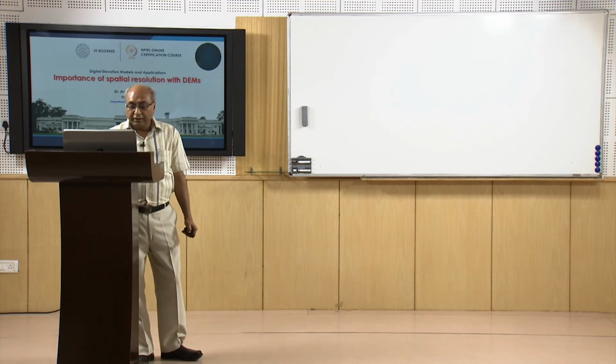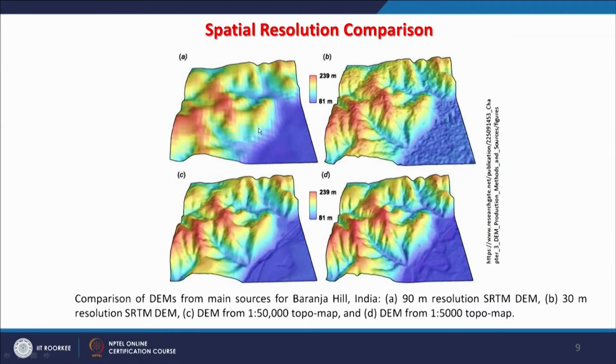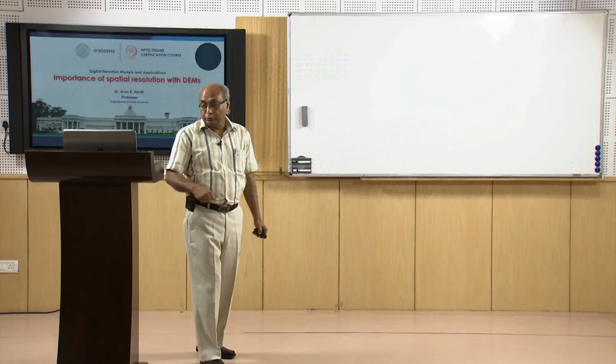One more example is here, where we are comparing Banjara Hill, India at 90 meter resolution on top left. Then we have a 30 meter resolution on top right, and you can see the huge difference between 90 meter and 30 meter. It's a 3D perspective view. Then C is the DEM which has been derived using Survey of India topo sheets of 50,000 scale. At this stage you can control the spatial resolution.